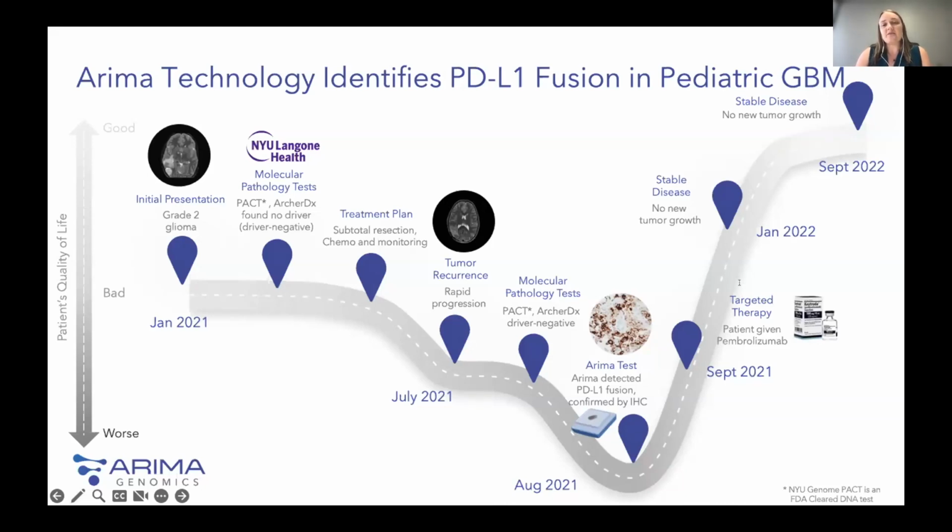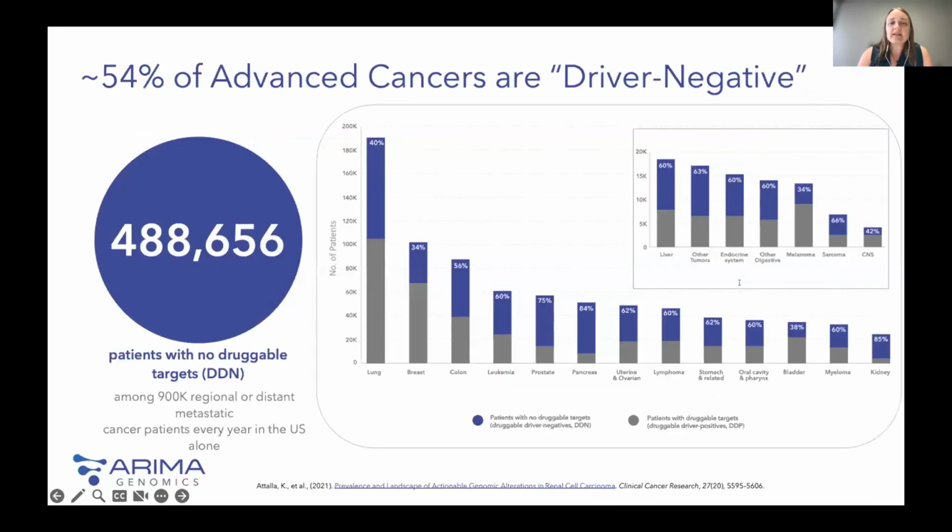So is this case that we started with a really unique case, or could 3D genomics be more broadly useful in driver negative cases? So driver negative cancers affect a huge proportion of patients. Almost 500,000 patients in the US alone have tumors with no druggable targets per year. So we've designed experiments to determine whether we could use 3D genomics to identify the druggable targets in cases that were classified as driver negative by other gold standard approaches.